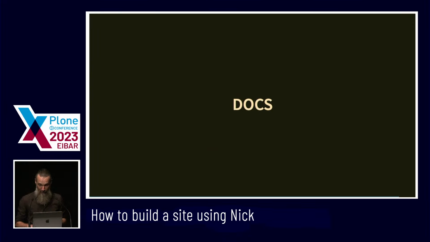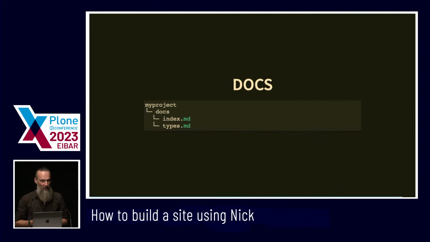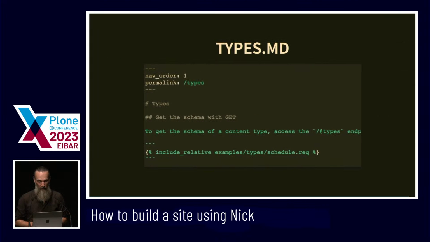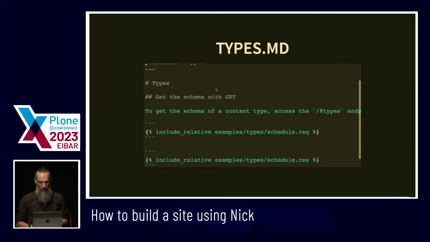As promised, we have some documentation slides. You maybe already saw that there was a documentation folder where the examples are, and the examples used for testing are also immediately included in the documentation. So there's an index.md file with an introduction, and you can have your types markdown file, where you can include the request and the result. These are in your documentation, and these are the exact same files which are used in your tests, so you always know that your documentation is up to date with those files.